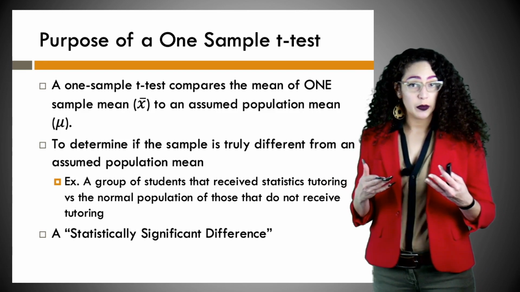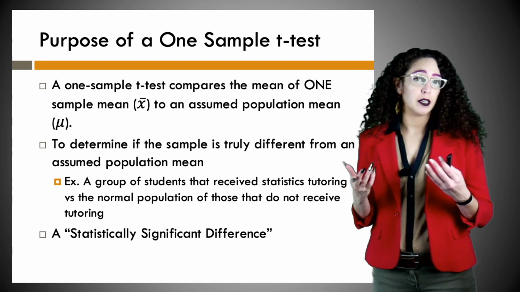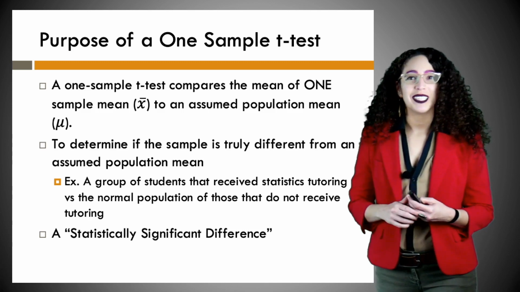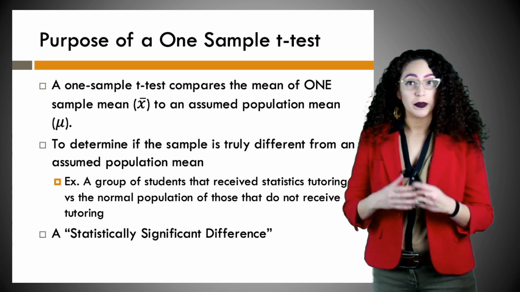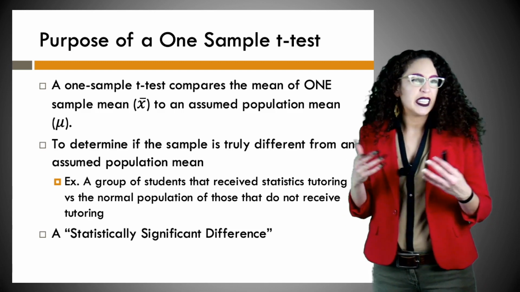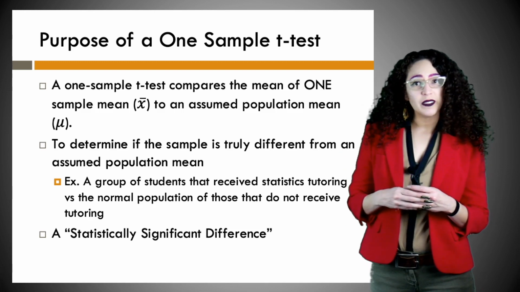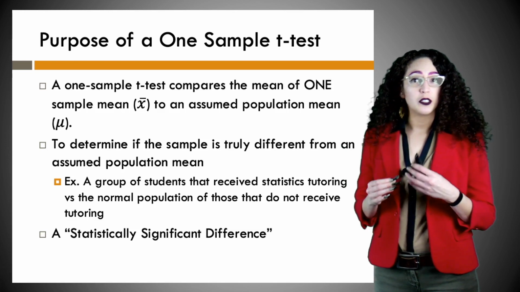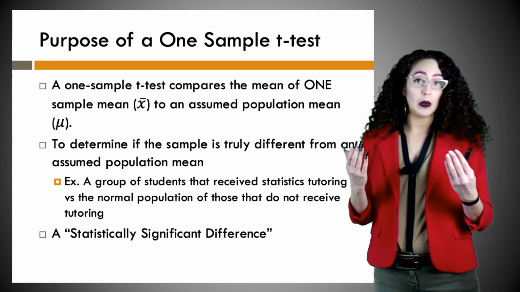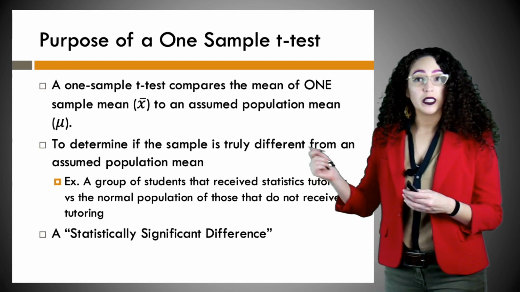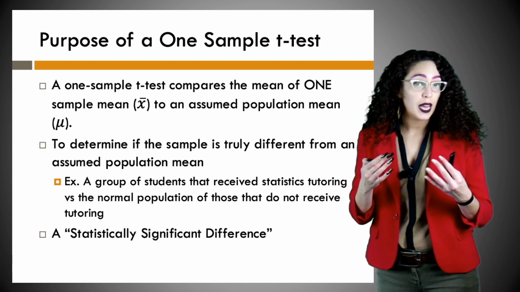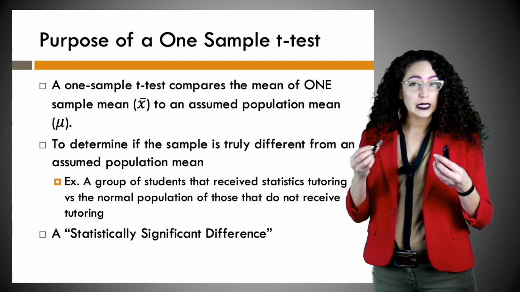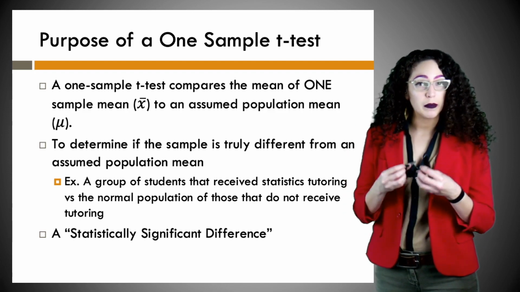So what's the purpose of a one sample t-test, you might ask? Maybe you're not, but I'm going to tell you. A one sample t-test compares the mean of one sample, the mean that you went out and calculated from your sample, to an assumed population mean like a national average, to determine if the sample is truly different from an assumed population. That's the whole goal. For example, remember we looked at a group of students that receive statistics tutoring versus the normal population of those that do not? We want to know if there is a statistically significant difference between their means.